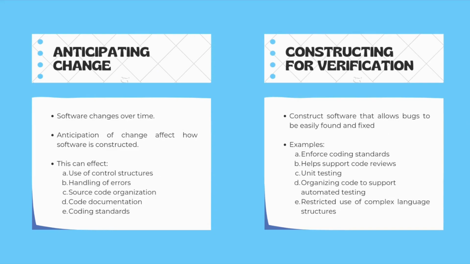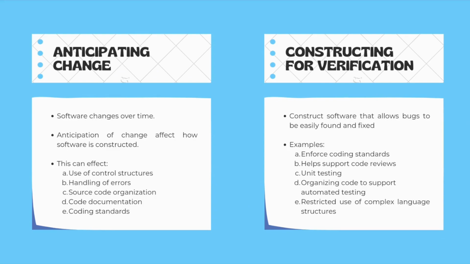Anticipating change. Software changes over time. Anticipation of change affects how software is constructed. This can affect the use of control structures, handling of errors, source code organization, code documentation, and coding standards.